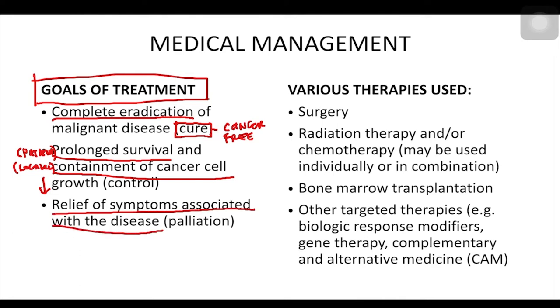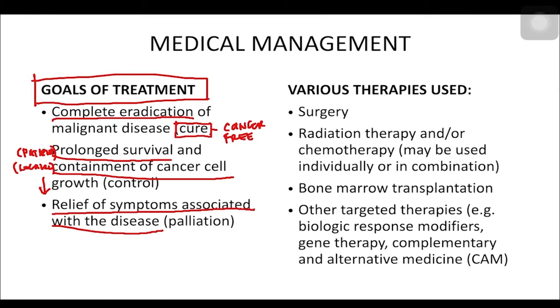Okay. Sige, so relieved from the symptoms, syempre the patient would have anemia, weakness, and other symptoms, yung AWWP if you still remember that. Okay, yung anemia, weakness, weight loss, and pain. Yan. Those are the symptoms that would be relieved with the use of palliation. Okay, let me emphasize that again.